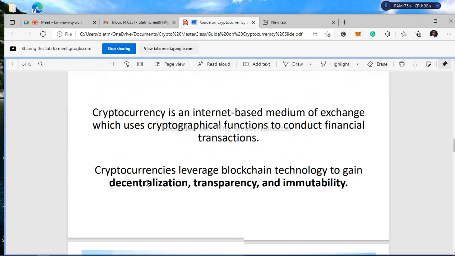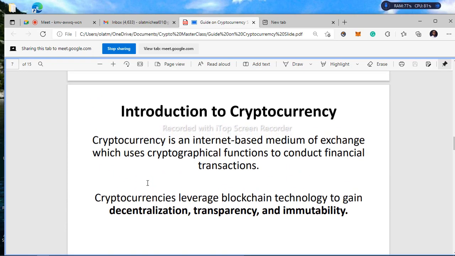Okay. So now move on to the introduction of cryptocurrency. Now, what is cryptocurrency? We say cryptocurrency is an internet-based medium of exchange which uses cryptographic functions to conduct financial transactions. Cryptocurrency leverages blockchain technology to gain decentralization, transparency, and immutability.